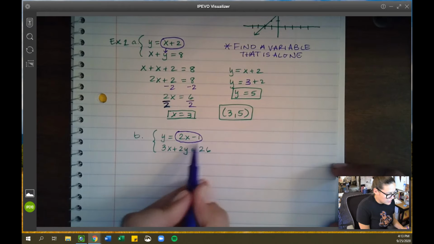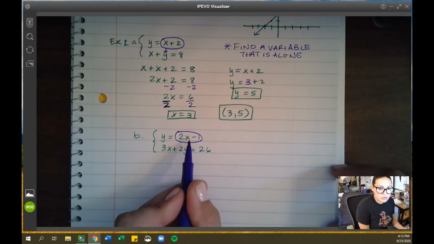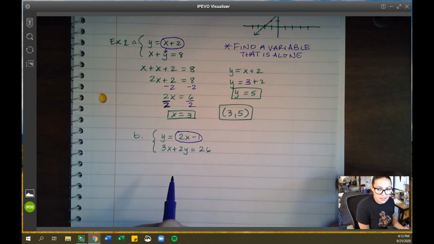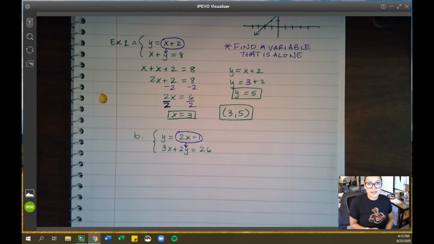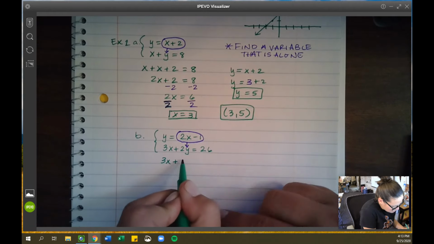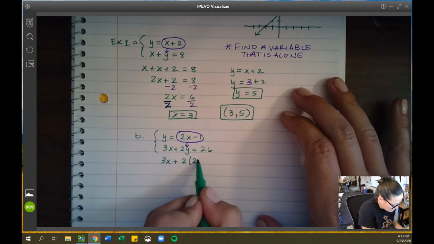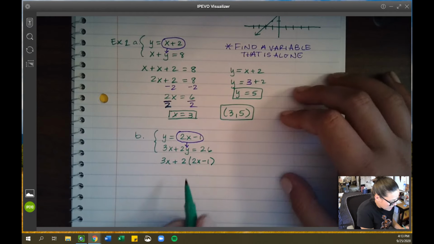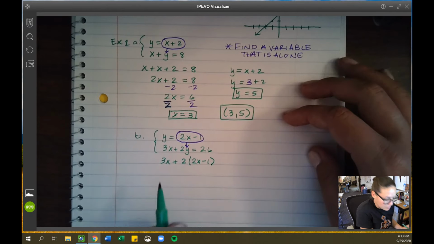Now, this 2x minus 1, if I look at this second equation now, this 2x minus 1 can go in the place of the y in the second equation. Now, this is very important. I want you to watch very carefully how I make this substitution. So, I still have 3x plus 2, but instead of y, we put 2x minus 1. And I want you to notice that I put parentheses. The parentheses are very important.